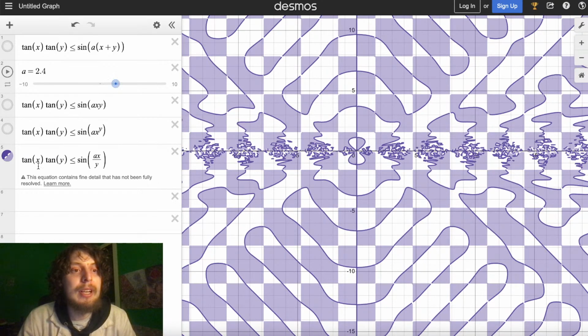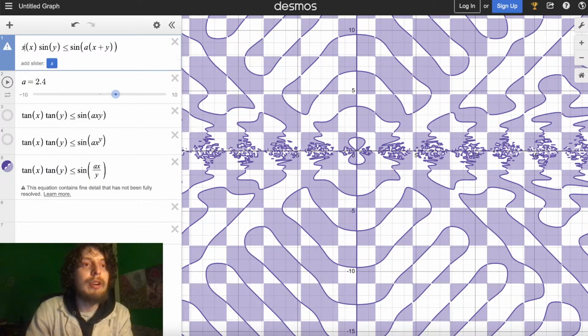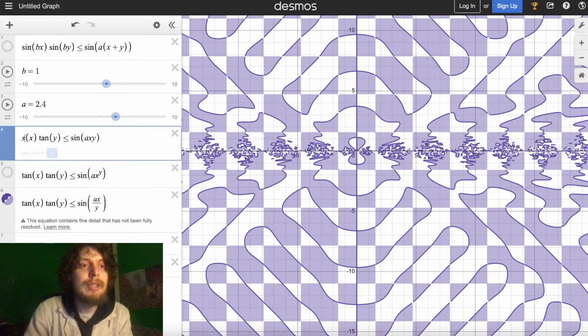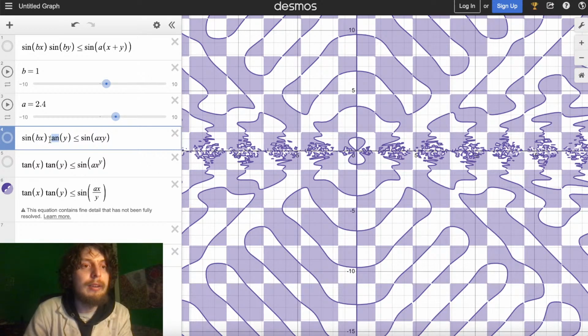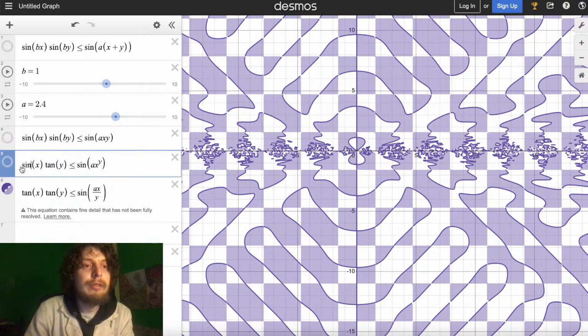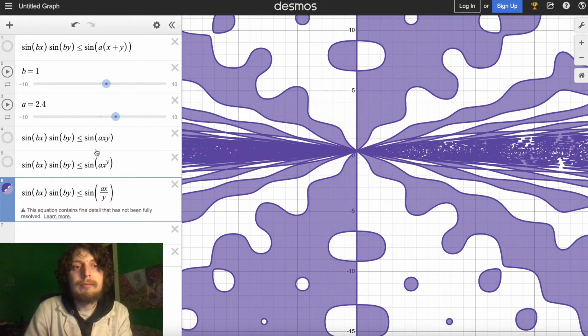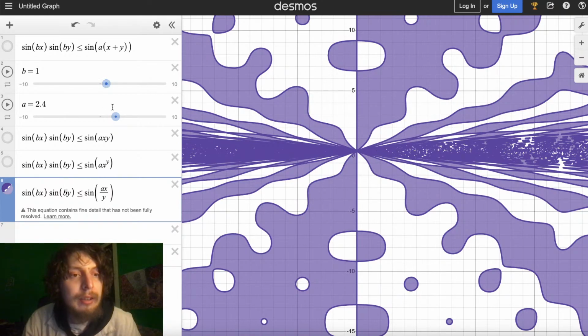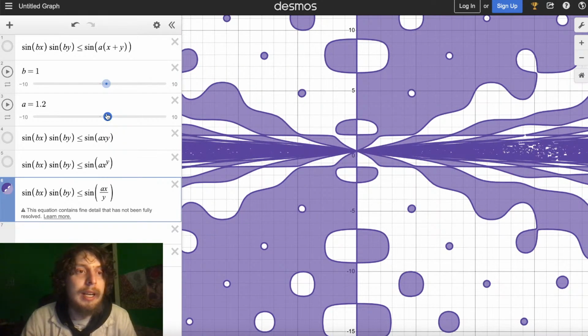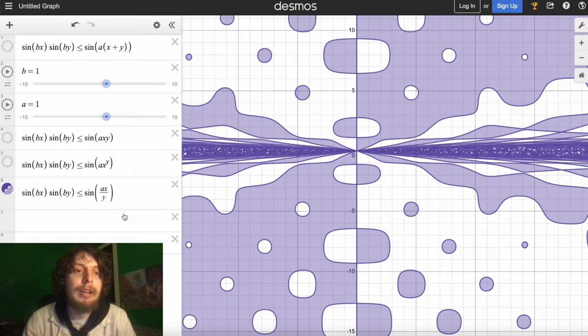Whoa. But that's just the start of things. So now what we're going to try is put these back to sines, but give them a B. We'll give a new slider for B: sine of bx, sine of by. Now, B is 1, so it hasn't changed anything yet. We're going to put A back to 1, so A is not doing anything yet. Then we can see if we want to morph A with B or keep A as 1.